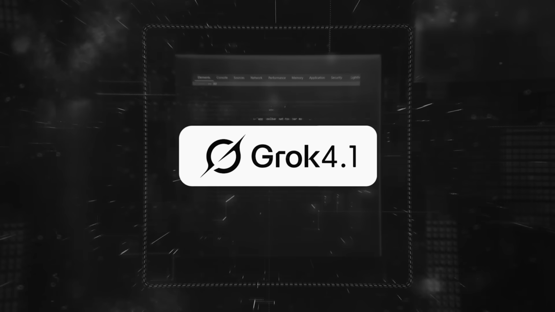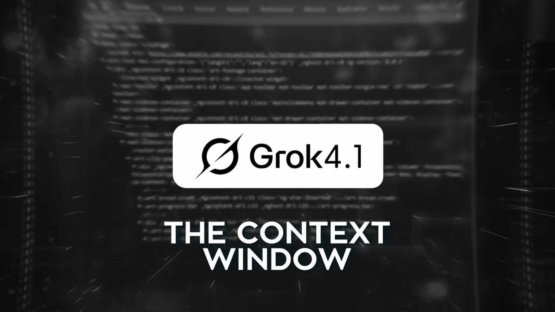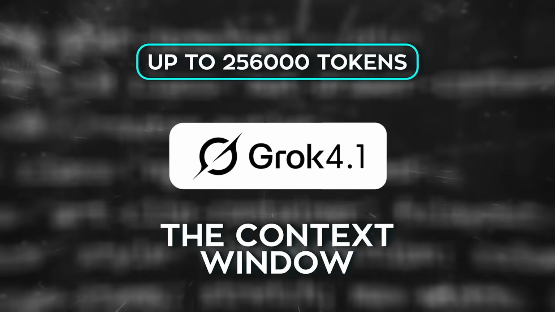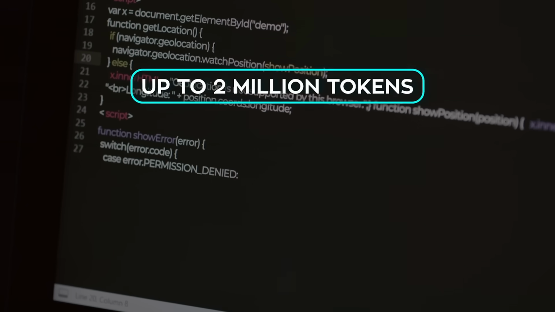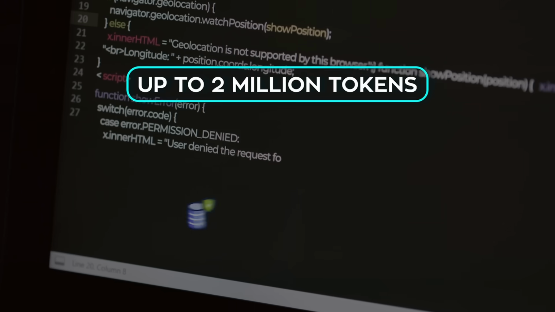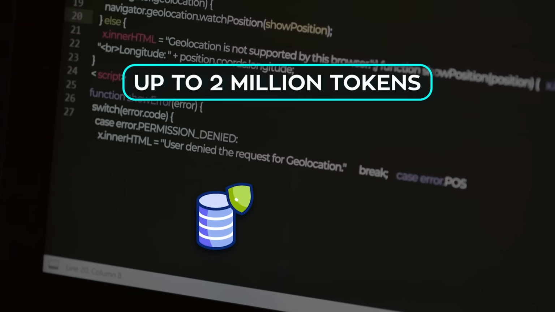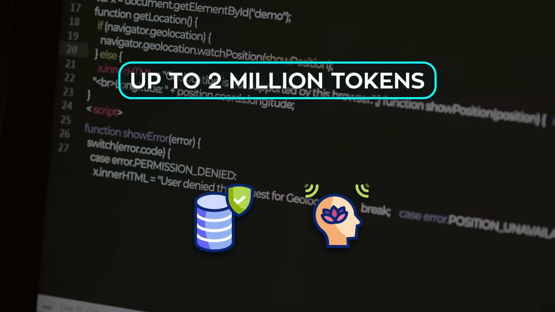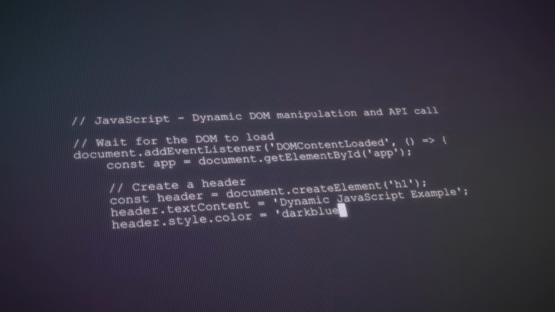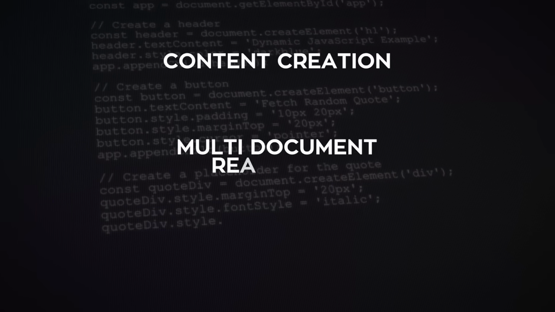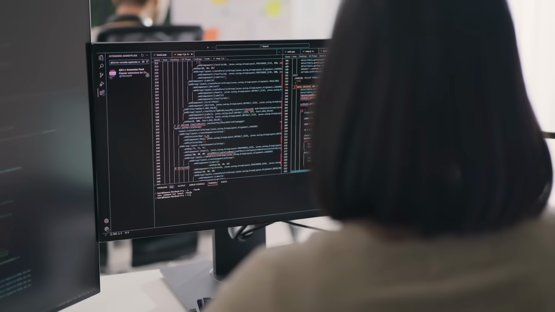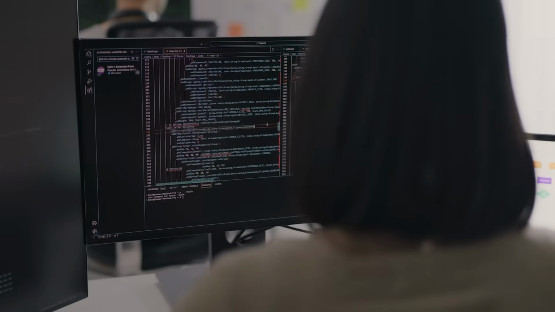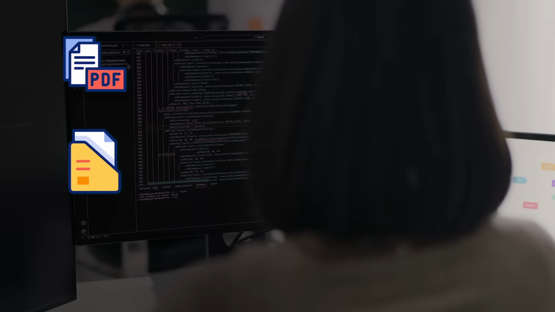One of the other major upgrades is the context window. Grok 4.1 now supports up to 256,000 tokens, which already puts it in the long context club, but in fast mode it can stretch to 2 million tokens. That part caught the attention of researchers because you need serious memory engineering and attention optimization to handle that scale without dropping into chaos. This makes it more useful for long-form tasks like content creation, multi-document reasoning, and long conversations that stay consistent. And creators will especially notice it in workflows that require feeding whole PDFs, repositories, or hundreds of pages of reference material.